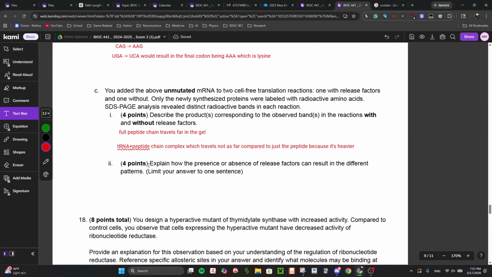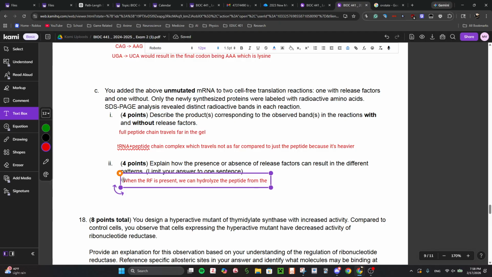Explain how the presence or absence of release factors can result in different patterns. When it's just asking for the mechanism, when the RF is present, we can hydrolyze the peptide from the tRNA. When it's not, we can't hydrolyze. That's all they want, really, if I'm not mistaken.